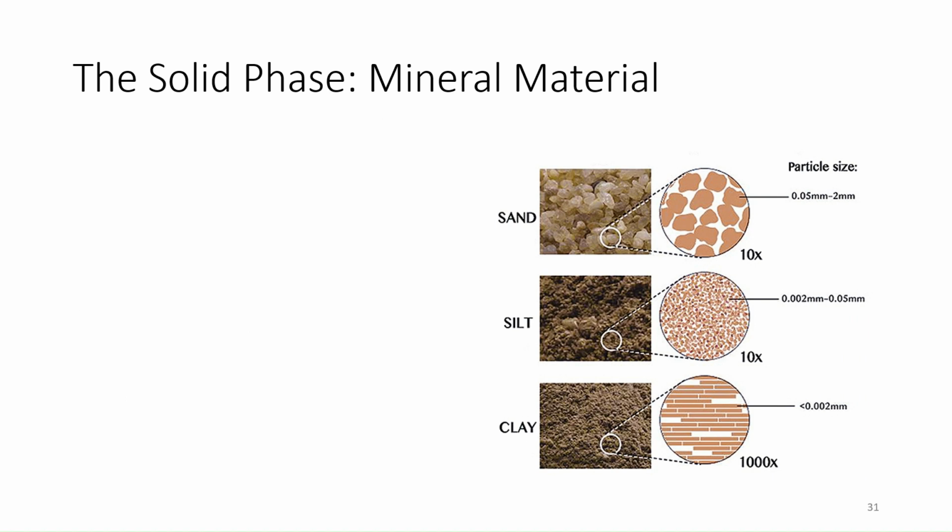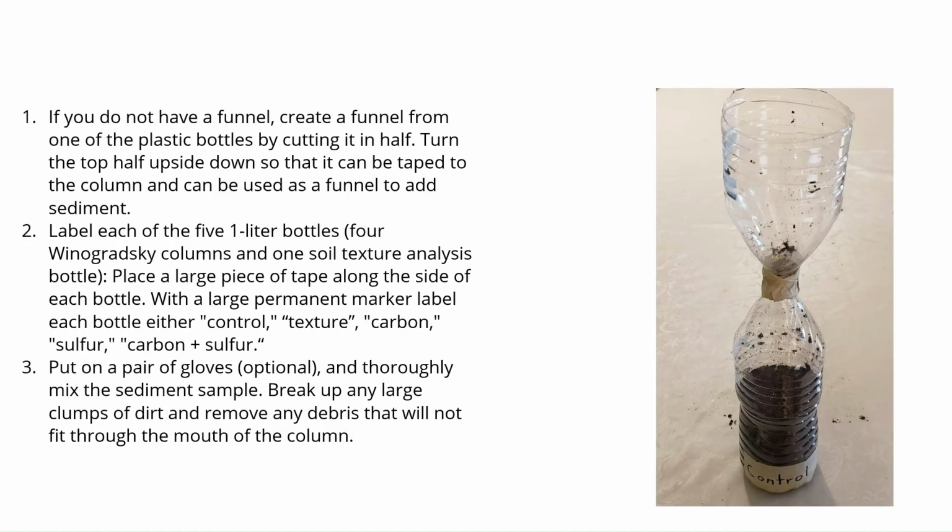And you're going to have 5 bottles. One's a control, one's a carbon, one's a sulfur, one's a carbon plus sulfur. That's 4. And then there's the 5th bottle you're going to make called the texture bottle. And this is something totally separate from those other 4 bottles.